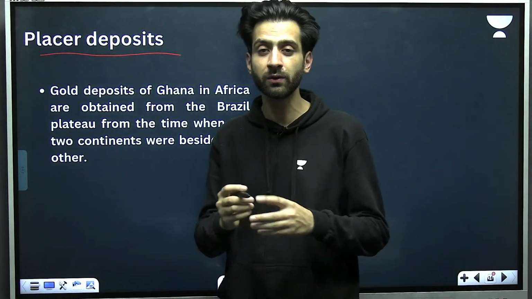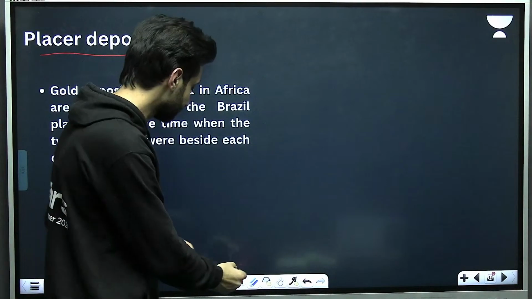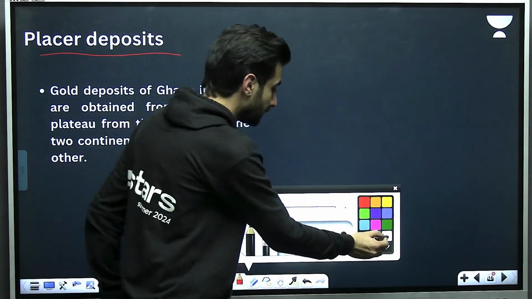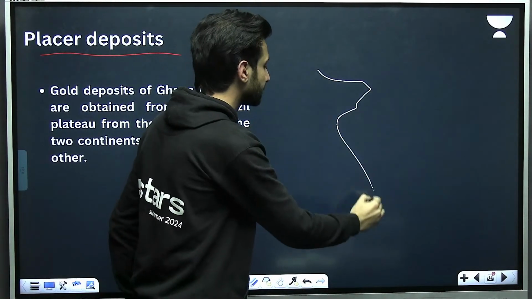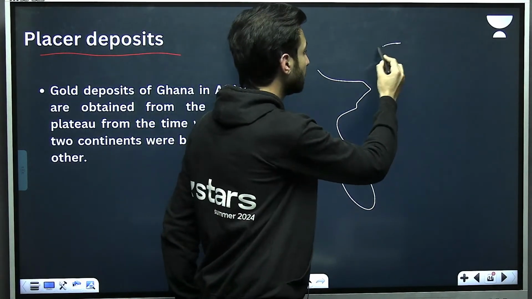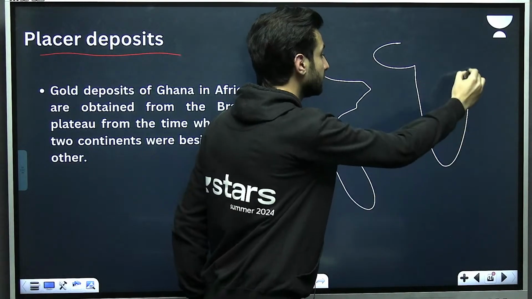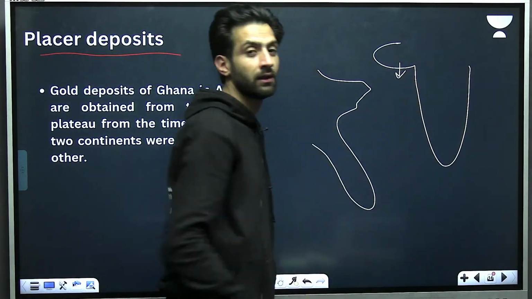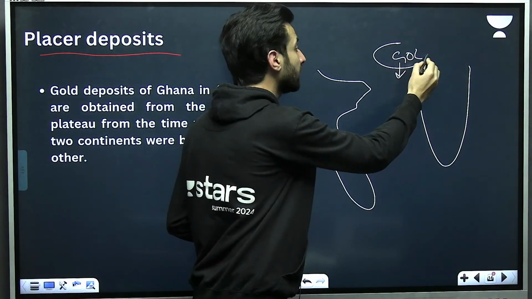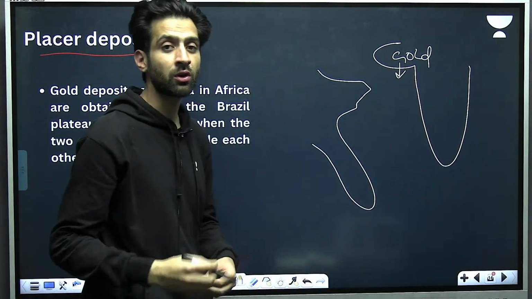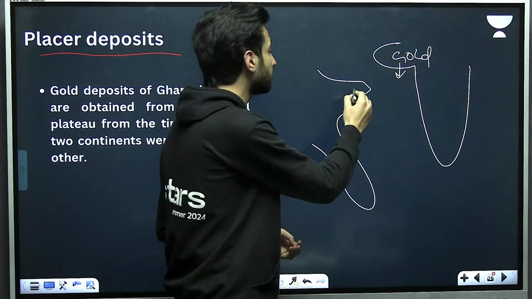The gold, if you know about the gold, it's found, see, if you draw the map of South America and then you look at Africa, here you will find Ghana, and Ghana is known for gold. The gold is found here, but the gold bearing rocks or the main source rocks are found in Brazil.